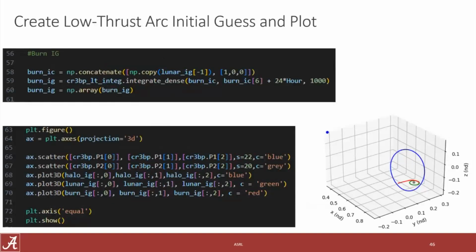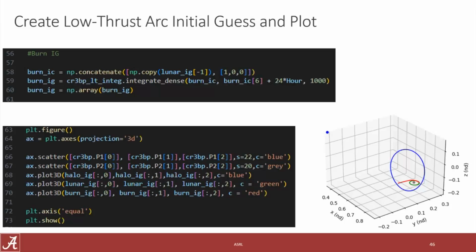The next thing we're going to do is generate an initial guess of the low thrust spacecraft that's going to transfer out, and then we can create a plot and plot all of them to show it. So for the burn phase, or what I'm calling the burn initial condition, that's the low thrust engine burning continually. For that initial condition, we can copy the end of the low lunar orbit initial guess.